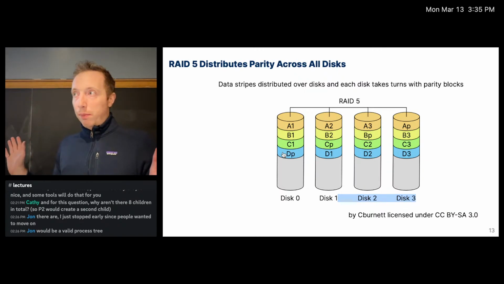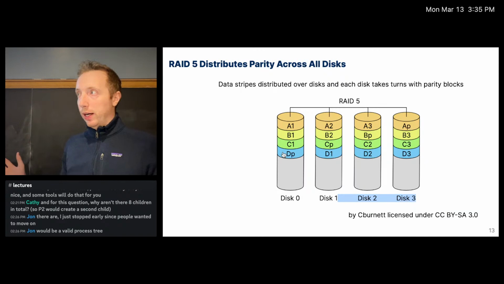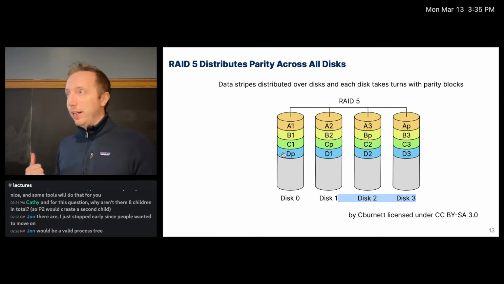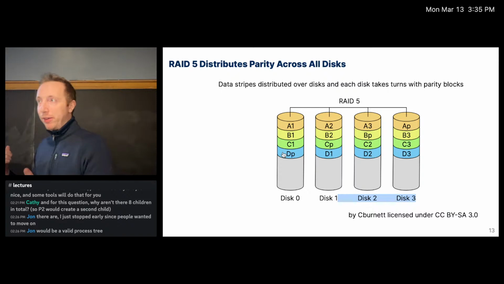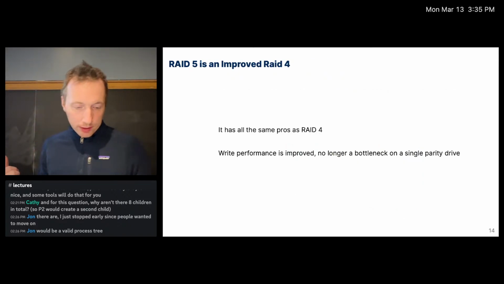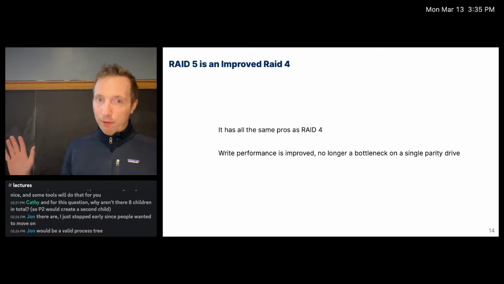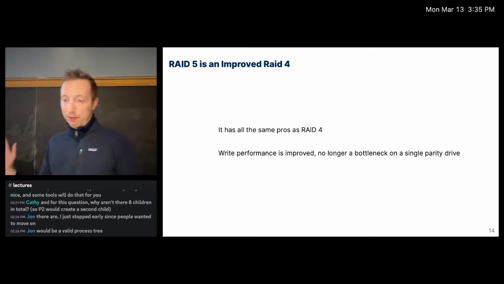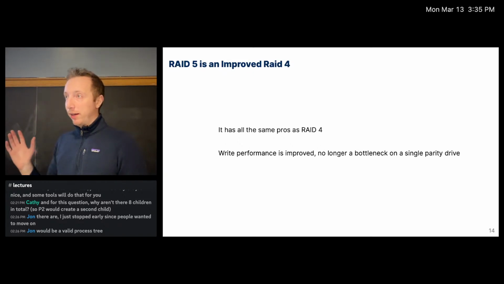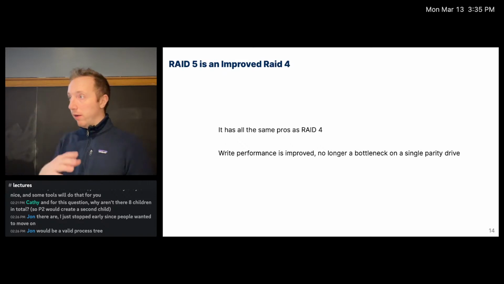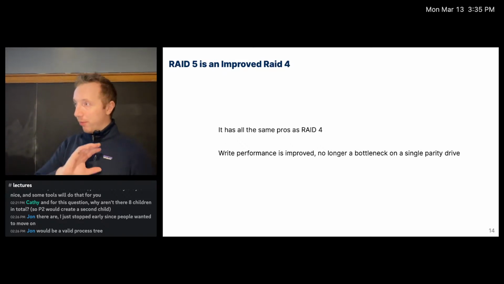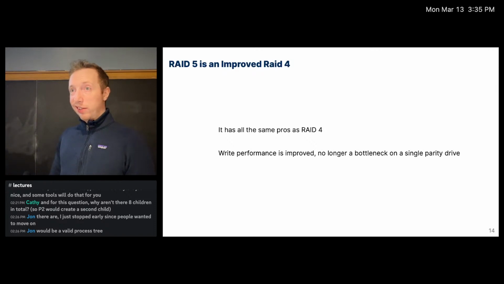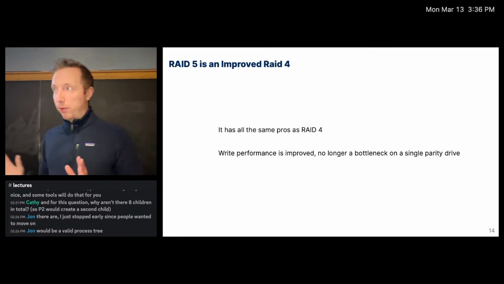Same idea as RAID 4, but it distributes it, gets rid of that bottleneck. So that's why no one ever uses RAID 4, because it's the same idea as this, but this is just better in every respect because it doesn't have that bottleneck. So all the same pros as RAID 4, and our write performance is also improved a bit because we no longer have that bottleneck on that single parity drive. So if I have all those writes, all the writes don't have to wait to write to a single disk. It's distributed across all of them. So your write performance will be a bit better.